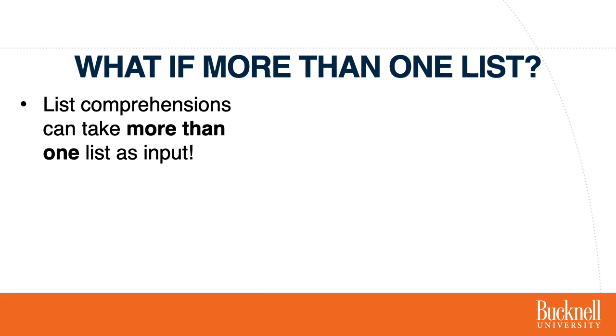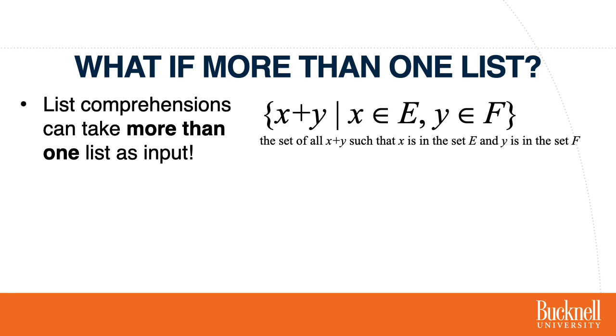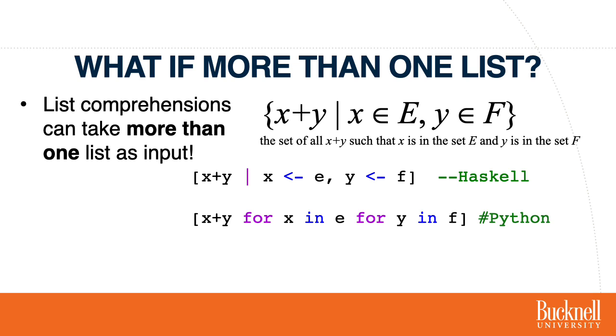What if more than one list? Well, list comprehensions can actually take more than one list as input. Suppose we wanted the set of all x plus y such that x is in the set E and y is in the set F. We can define this in Haskell as x plus y such that x is an element of E and y is an element of F. We can do the same in Python using very similar notation, x plus y for x in E for y in F.